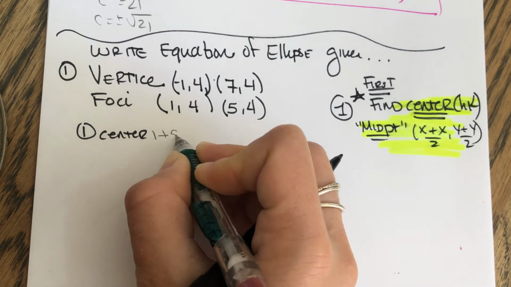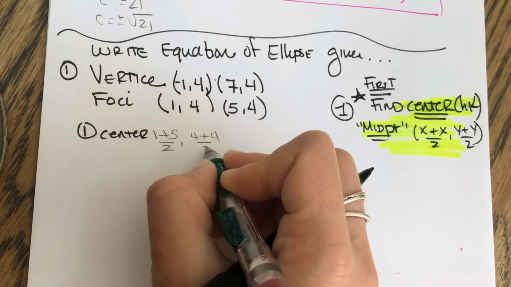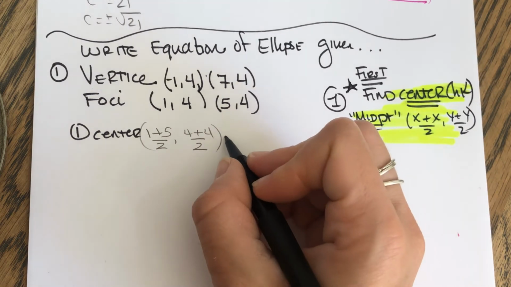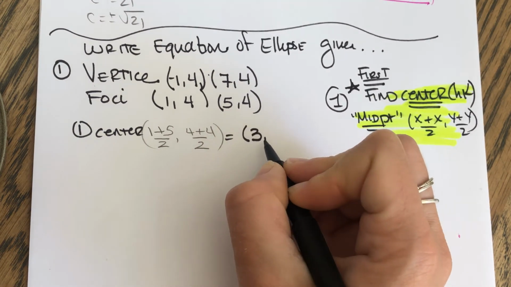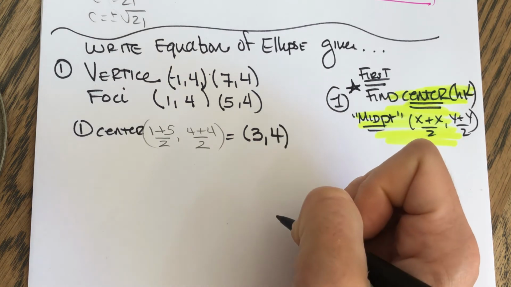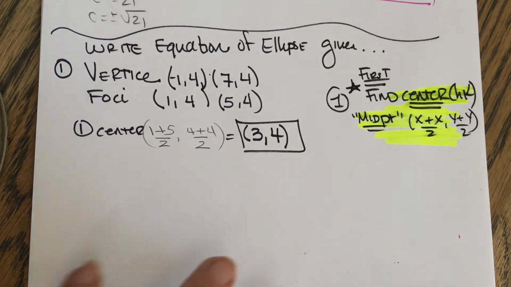I'm going to go 1 plus 5 over 2 and 4 plus 4 over 2. It's a point. So what's my center? 6 over 2, so my center is 3. And then 8 divided by 2 obviously is 4. Now, that is very important. So step 1 is done.